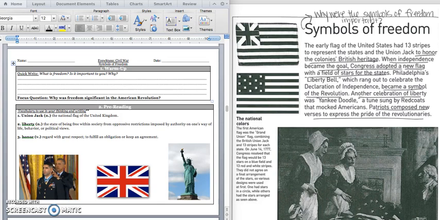Good afternoon, fourth grade. We're going to continue reading in our American Revolution text. And today we're going to be talking about symbols of freedom in the American colonies.